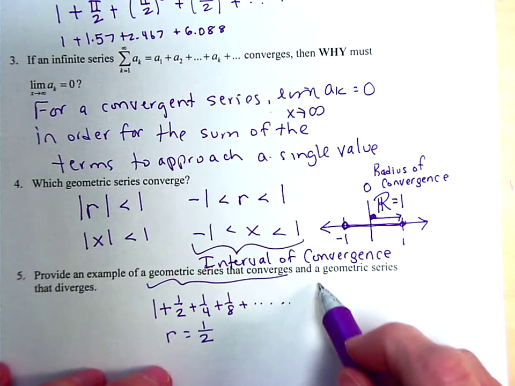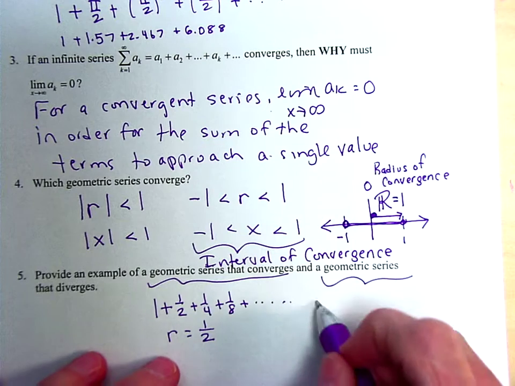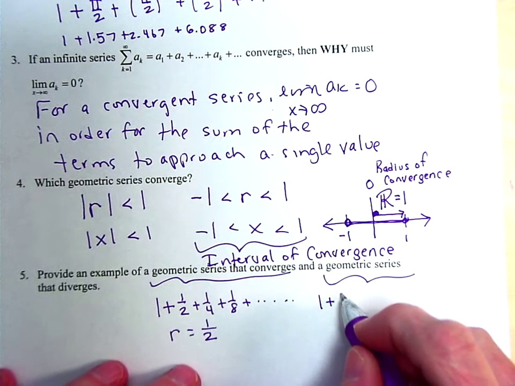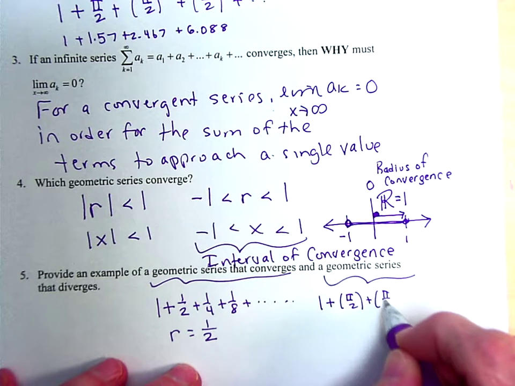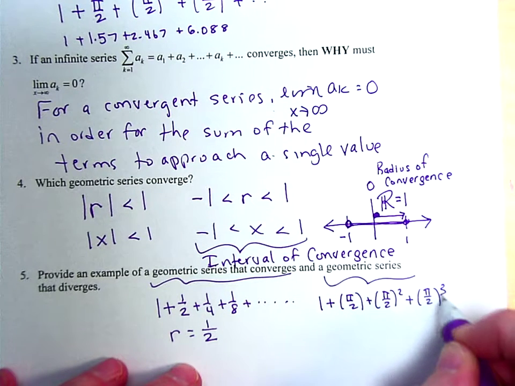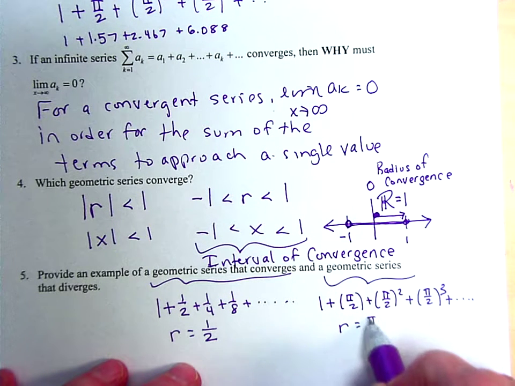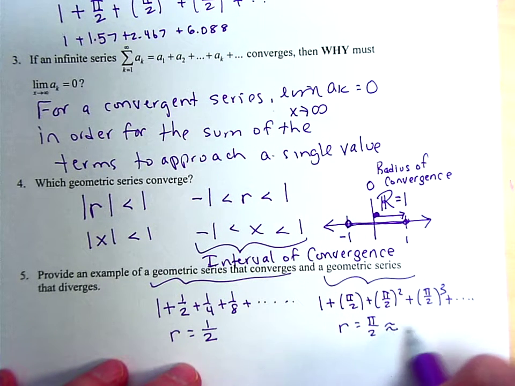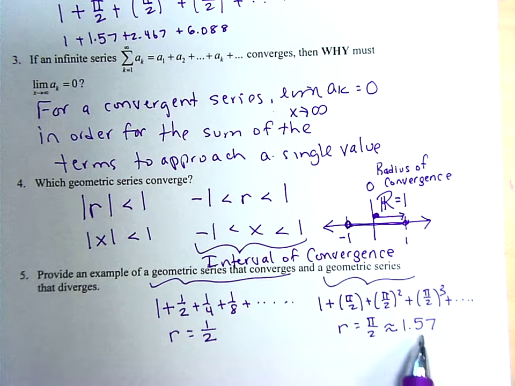And using our example from above, an example of a geometric series that diverges would be maybe something like 1 plus pi over 2 plus pi over 2 squared plus pi over 2 cubed. And we would say that the common ratio is pi over 2, and we know this as a decimal to be about 1.57. And notice it's bigger than 1, and that's why it diverges.